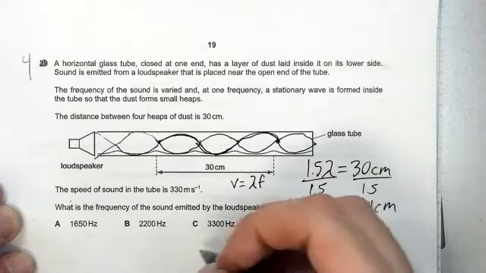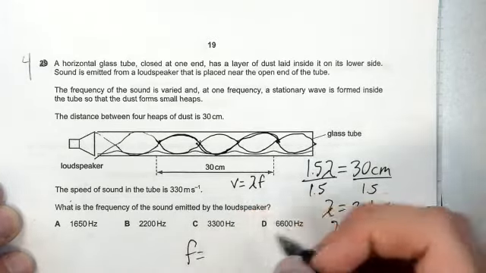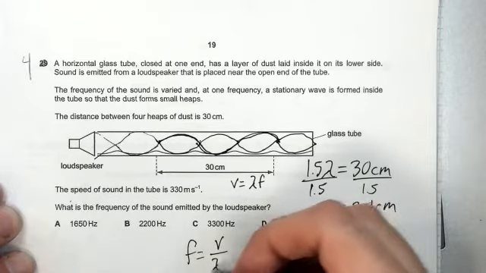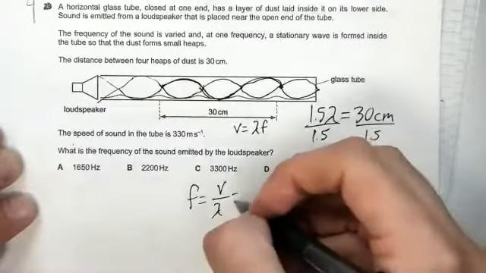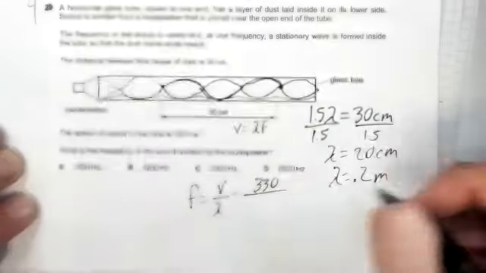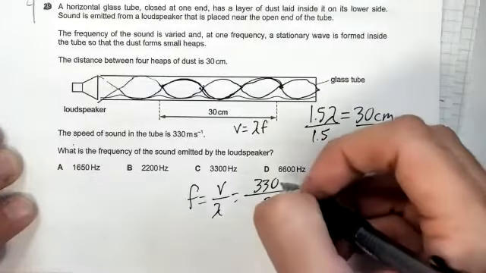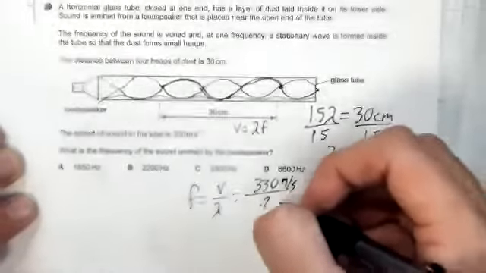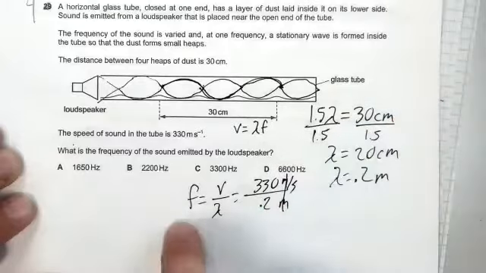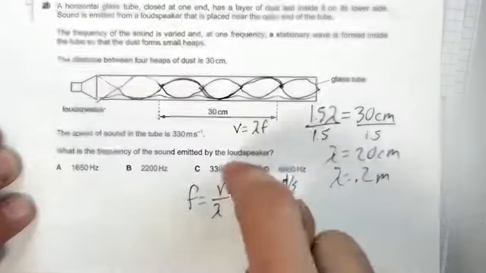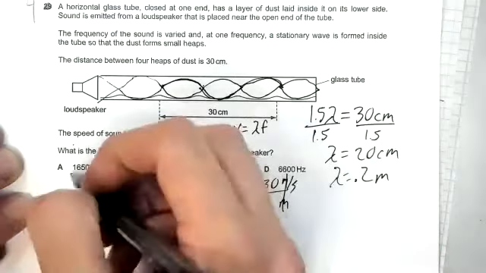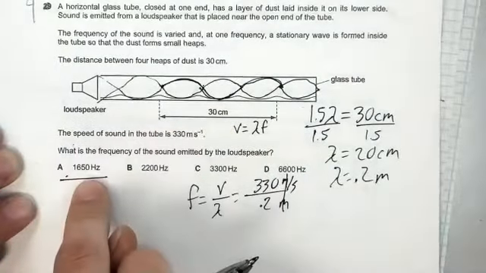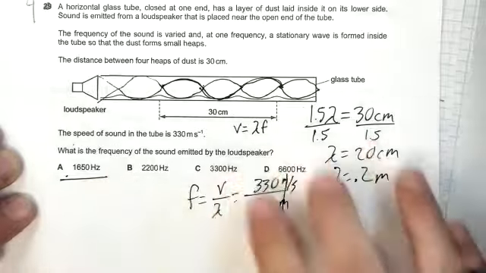And so now we've got the frequency equal to the velocity divided by the wavelength. We've got the velocity of 330. We've got the wavelength of 0.2. And so this is in meters per second. This is in meters. And so we get the frequency in reciprocal seconds or hertz. 330 divided by 0.2 equals 1,650 hertz. Choice A for question 4.